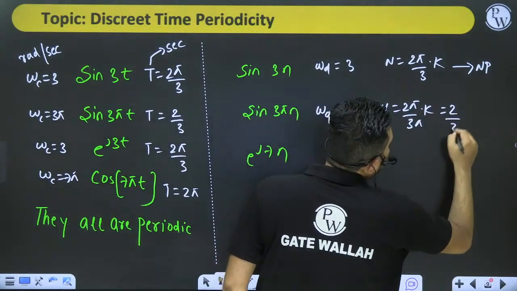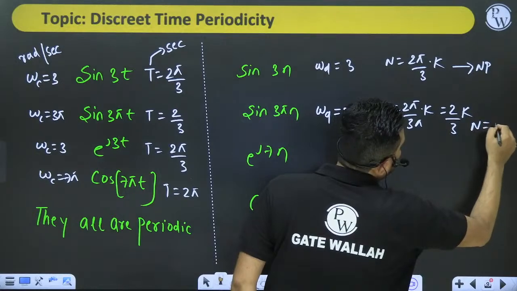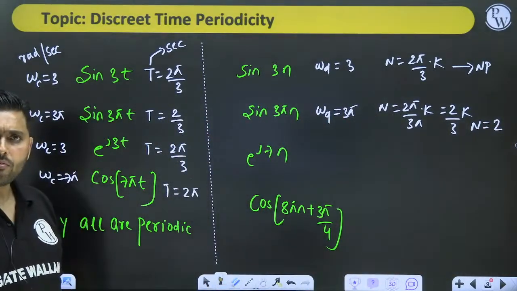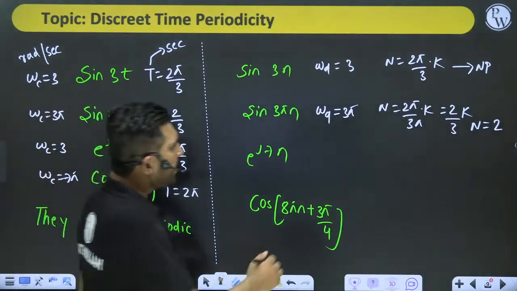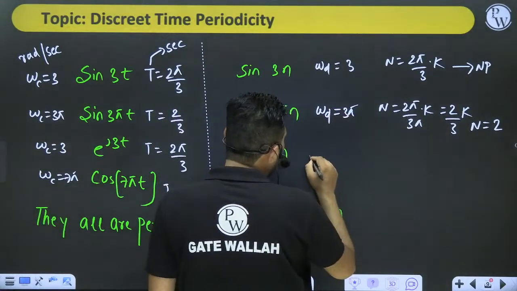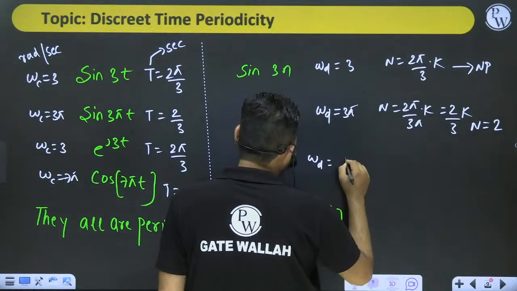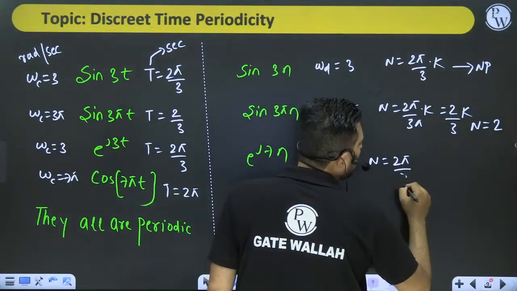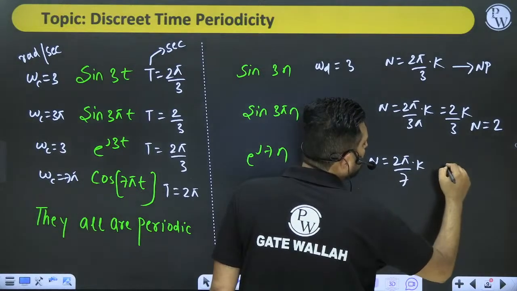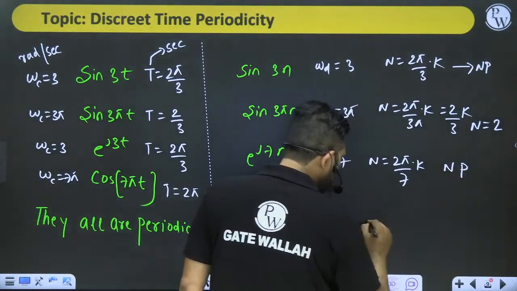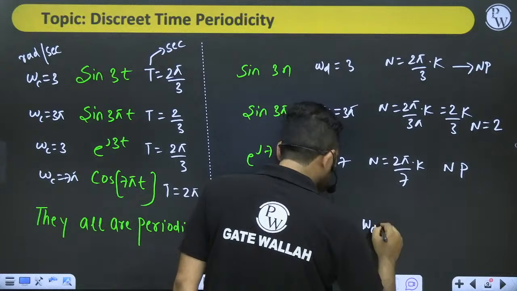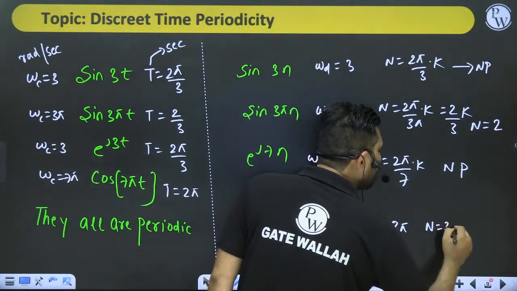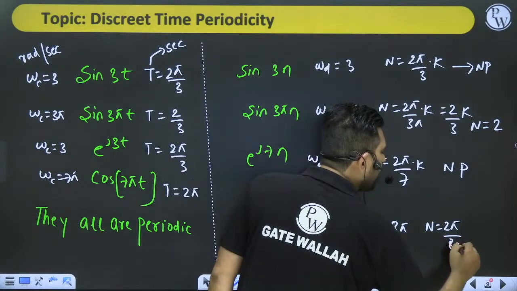Here omega d is 3 pi and hence n is 2 pi by 3 pi into k, and hence it is 2 by 3 into k. So n belongs to 2. We never write the k value, we assume it in our mind. Here omega d is 7. Again n is 2 pi by 7 into k, and this time again it is non-periodic. Here omega d is 8 pi and hence n is 2 pi by 8 pi into k.